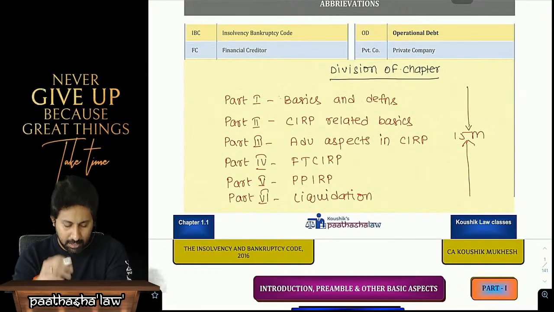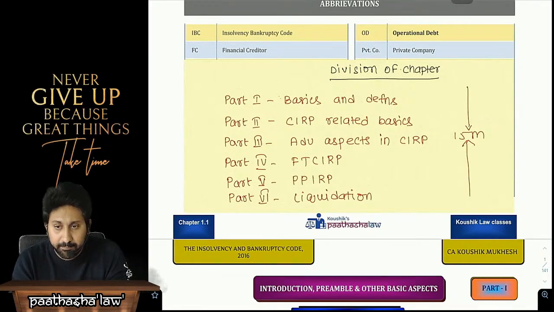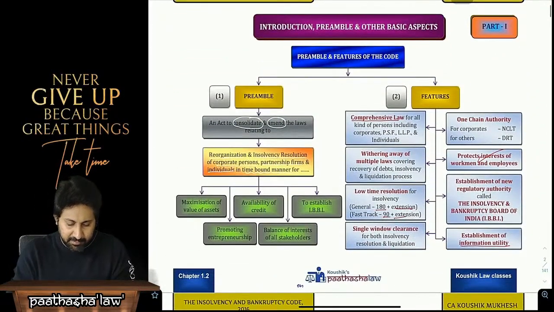See here, whatever you are seeing on the screen. The division of this chapter: it will be divided totally into 6 parts. The first one will be the basics and definitions. The next one, CIRP related basics, including definitions inside. The next concept will be advanced aspects in CIRP. After that, FTCIRP, the fast track corporate insolvency resolution process. And lastly and finally, it will be the concept of liquidation. So let us start with the first one.